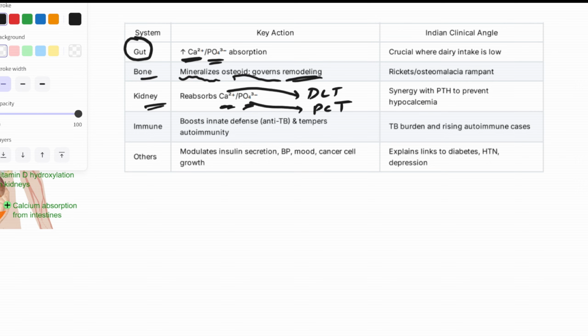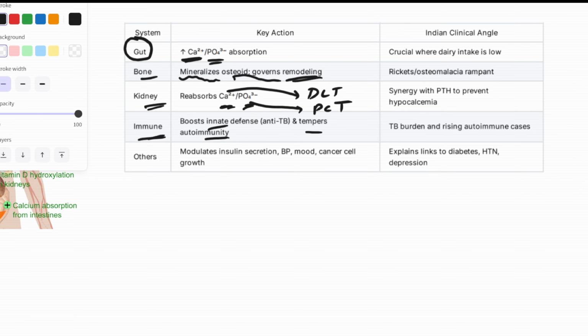So the first is the immune system modulation. Calcitriol is a powerful immune modulator which influences both innate and adaptive immunity. It enhances the antimicrobial activity of macrophages. It modulates T cell differentiation and cytokine production, generally reducing pro-inflammatory responses and promoting immune tolerance. This explains its potential role in managing autoimmune diseases like type 1 diabetes, multiple sclerosis, rheumatoid arthritis, etc., and influencing susceptibility to various infections.